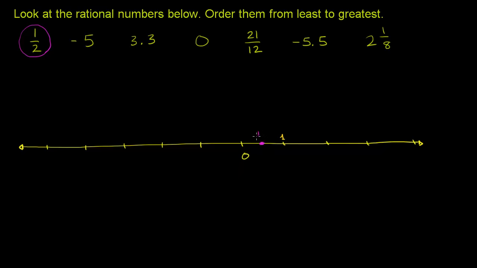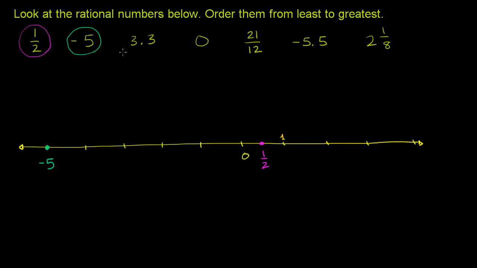Let me write that a little bit bigger. You probably have trouble reading that. All right, 1 over 2, which is also 0.5. Anyway, that's where it sits. Then we have -5. This is -1, -2, -3, -4, -5. -5 sits right over there.